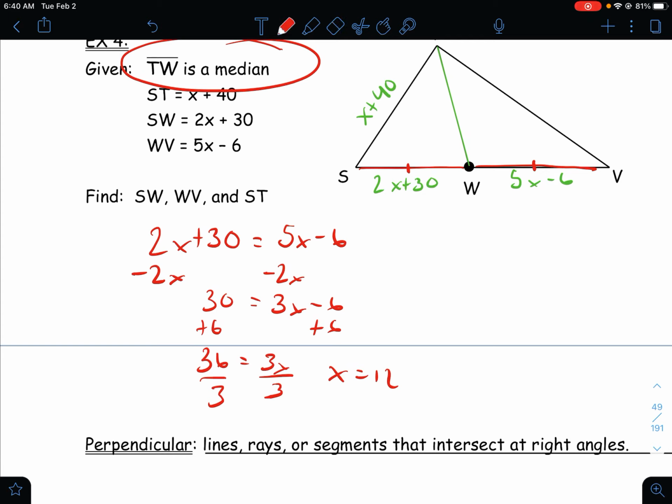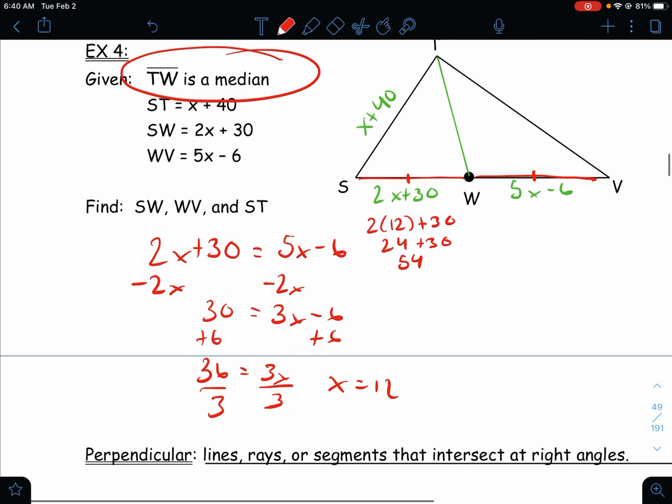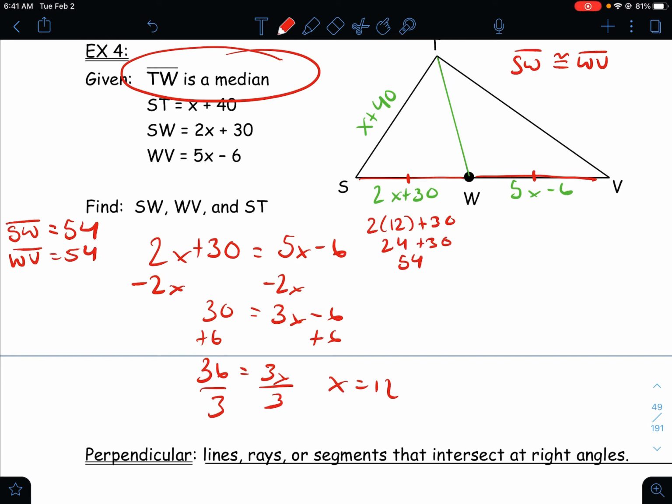To figure out what SW is, we're going to plug in 12. So we're going to do 2 times 12 plus 30. We get 24 plus 30, which is going to give us 54. So we could say that SW is equal to 54. Now, we could go ahead and plug into WV, but we already know that SW is congruent to WV. So guess what? We don't even have to do that. We know that WV is going to equal 54 as well. You could plug it in to double check, but we won't even bother.